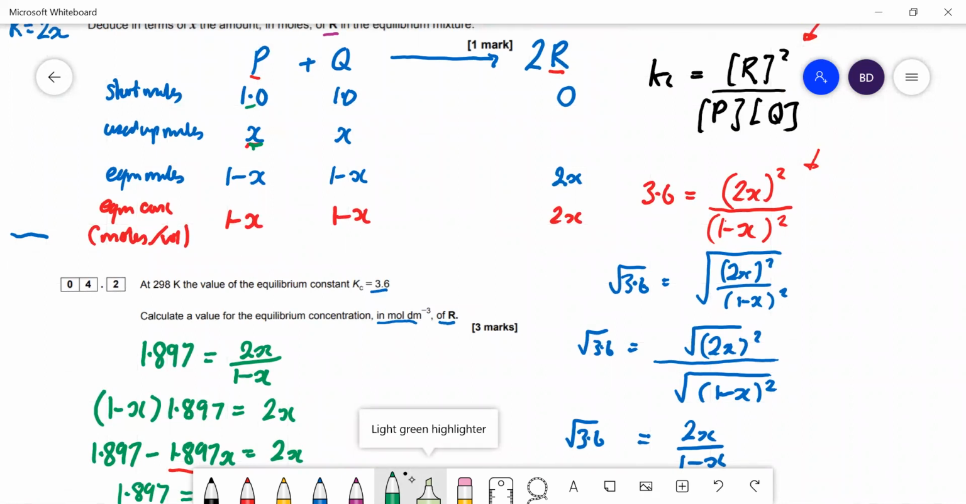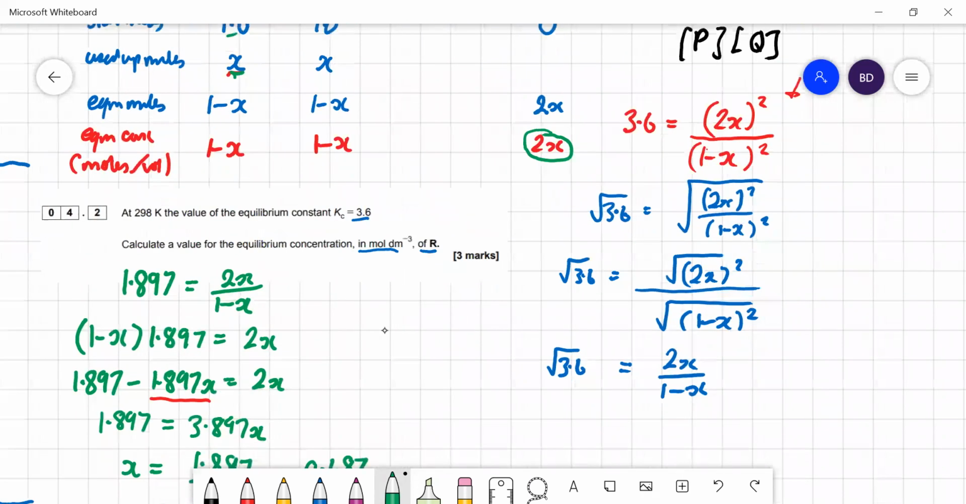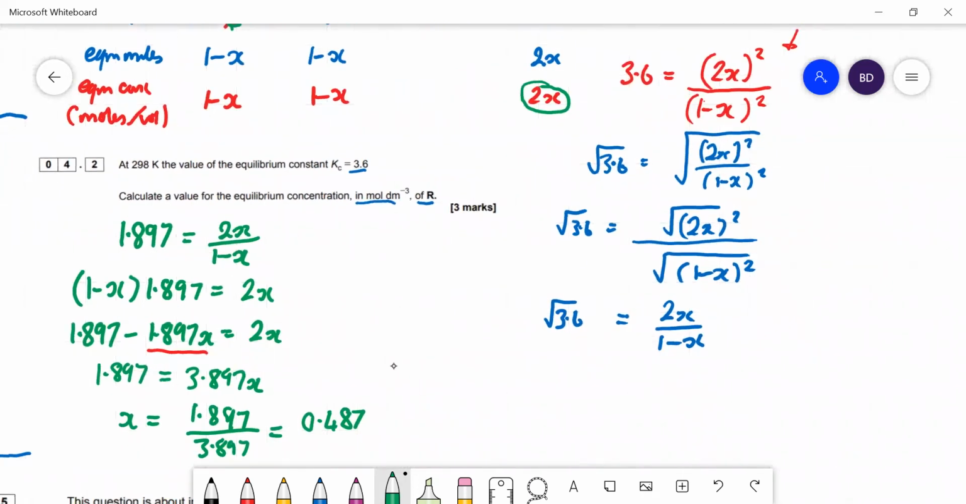Right. The question asks us to work out the equilibrium concentration of R. So the number of moles of R we've got is 2X. So we need to multiply that by 2. Let's do that.